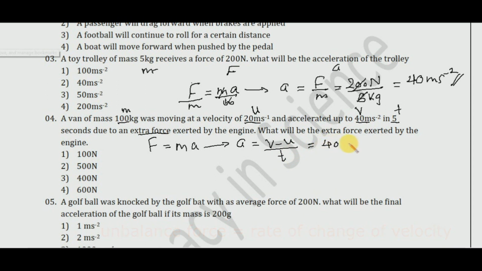Here you can see I substitute immediately 40 minus 20, time is 5. So you can see here 20 divided by 5, because 40 minus 20 is 20. 20 divided by 5, answer is 4 meters per square second. Then you substitute to here. Mass is 100 kilogram, 4 meters per square second. Answer you can see 400 newtons. Answer 3.